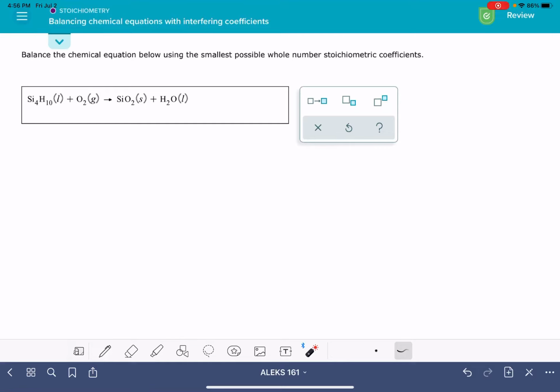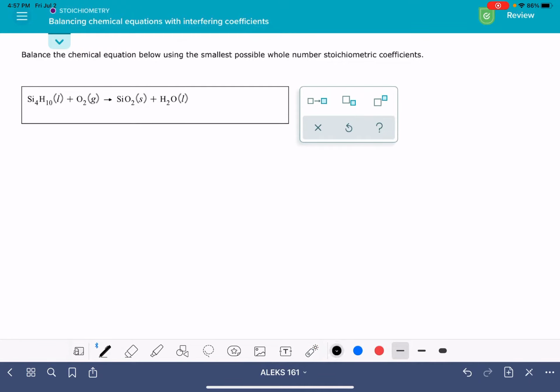In this video, I'll show you how to solve the ALEKS problem called balancing chemical equations with interfering coefficients. Interfering coefficients meaning that the stoichiometric coefficients are going to interfere with each other, or in English, this just means this equation is going to be kind of tricky to balance.